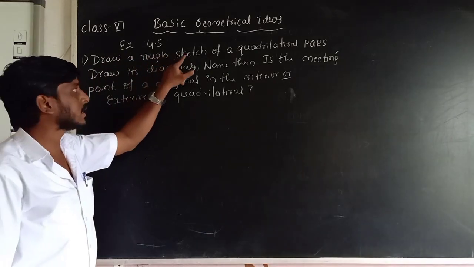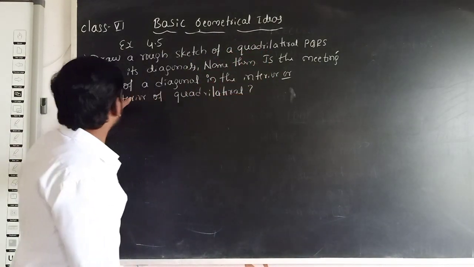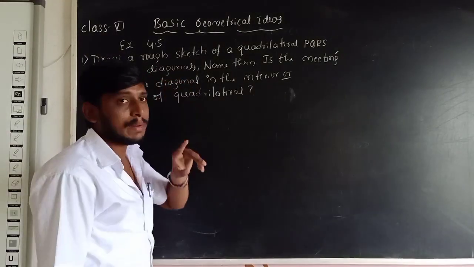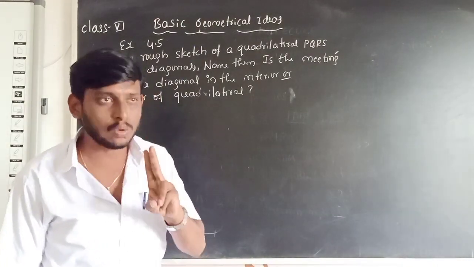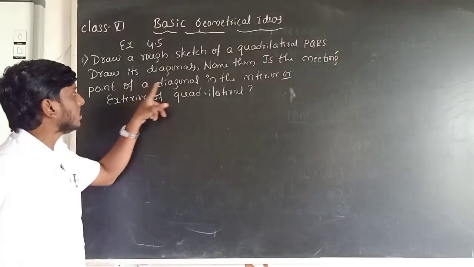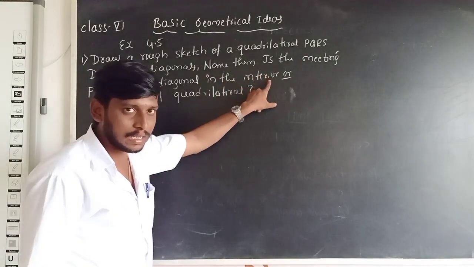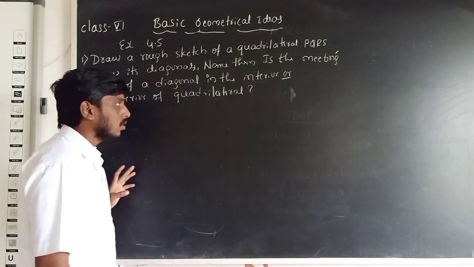Draw a rough sketch of a quadrilateral PQRS, meaning a rough diagram. Draw its diagonals. How many maximum diagonals can we draw? In a quadrilateral, we can draw a maximum of 2 diagonals. Name them. Is the meeting point of its diagonals the interior or exterior of the quadrilateral? Already I think you know the answer.